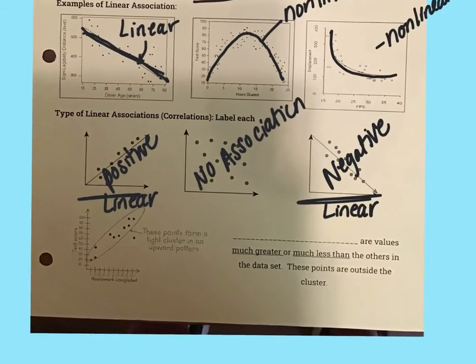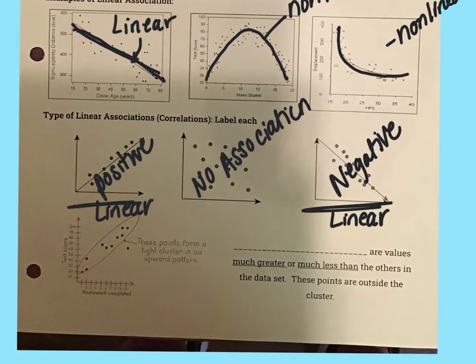At the bottom, it says outliers are values that are either much greater or much less than the others in the data set. These points are considered outside the cluster. So when you have those data points that aren't by anything else, you would call that an outlier. And really, this isn't even much of an outlier over here. But we've talked about outliers before.